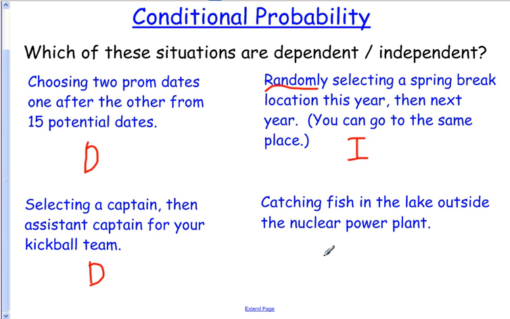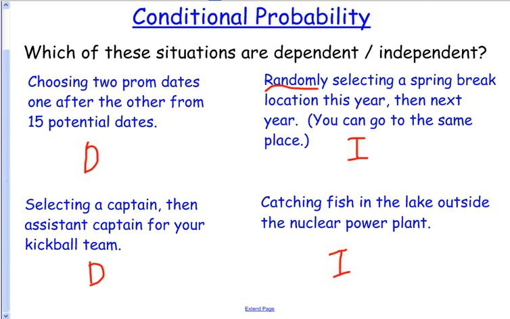And the next one, catching fish in the lake outside the nuclear power plant. So this one, I believe it's independent because you're going to put that fish back every time. If not, I don't know. I don't really want to eat fish out of a nuclear power plant lake. They might have 3 eyes or something like that. So this would be you catch a fish, you put it back, and then you could catch that fish again. So that would be independent because you're not eating that fish or keeping that fish. So it's totally independent because the next draw, the next fish could be the same one you just caught.